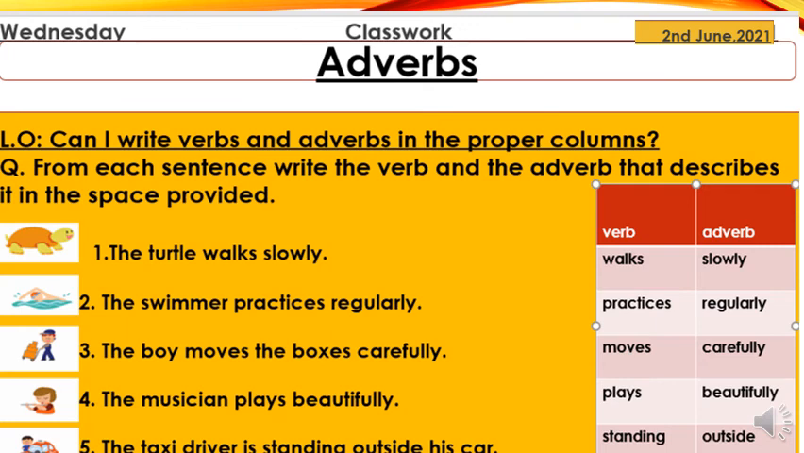Come to number 2 sentence. The swimmer practices regularly. Which is the action word here? Yes, you are right. Practices. And how the swimmer practices? Yes, he practices on a regular basis, or regularly. So regularly is an adverb.